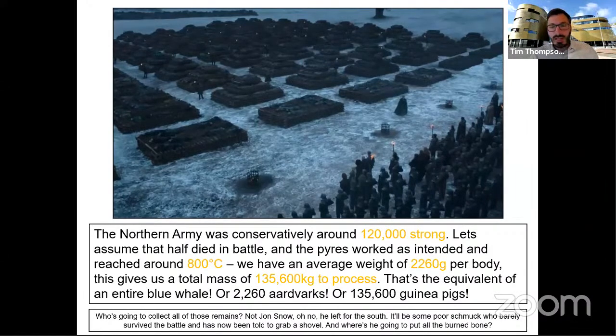We calculated that we knew what the army was, we assumed that half of them died, and then we used averages from the literature in terms of bone weight to make some calculation. Based on our calculations, we came to the conclusion that there's about 135,000 kilograms of burnt bone to be processed. And that made us think about where that would go and who would deal with that. It's one of those things where TV just doesn't think about the implications of what it's talking about.